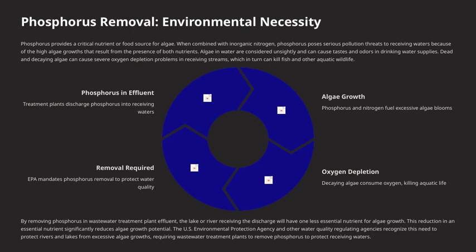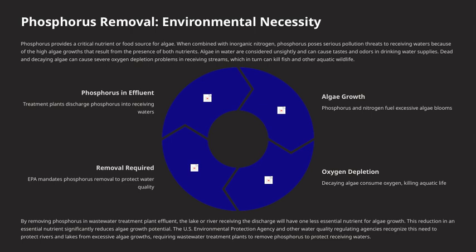This is why removal becomes so important. The EPA mandates phosphorus removal to protect water quality. By removing phosphorus from wastewater effluent, we reduce one of the essential nutrients that algae need to grow. This significantly lowers the potential for algae blooms in lakes and rivers receiving this discharge. Both the EPA and other water quality agencies recognize this need.